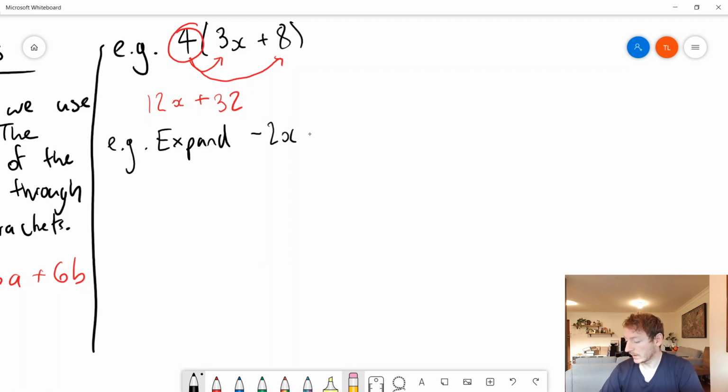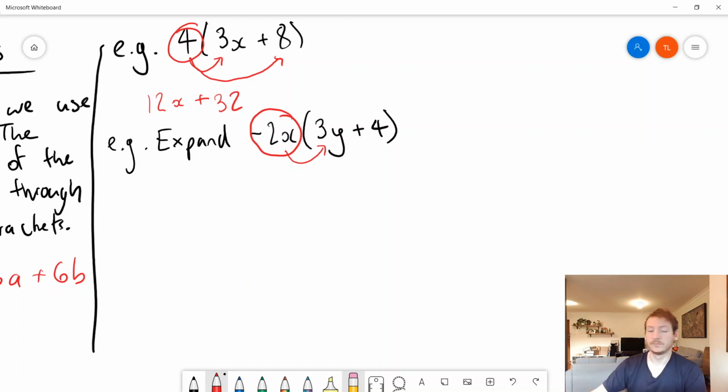Negative 2x, let's say (3y + 4). Well, negative 2x, we need to multiply this whole term by the first one. We can't forget the minus. So negative 2x times 3y gets us negative 6xy. Remember, negative 2 times 3 is negative 6. X and y go on the end. Negative 2x times positive 4. Well, negative 2 times positive 4 gets us negative 8. And then there's just an x. And then we go.